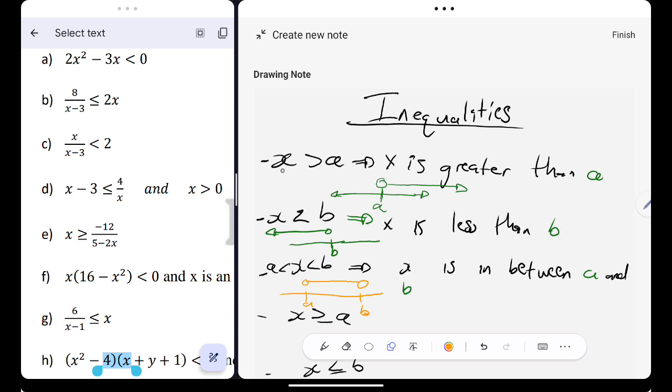If you have x, this sign here is a greater than sign, this one is a greater than sign, and the other one is a less than sign. Are you together? And please note, a between sign is always made out of 2 less than signs.